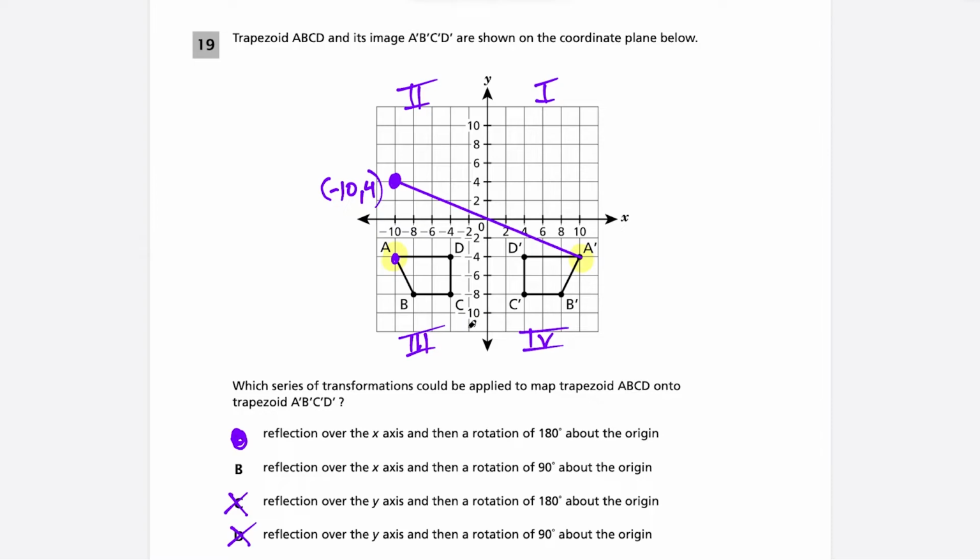Choice B is no good because if I only rotate 90 degrees about the origin, that would send me, depends on the direction I go, but if I go 90 degrees this way, it's going to send me in quadrant 1. If I go 90 degrees this way, it's going to put me back in quadrant 3.